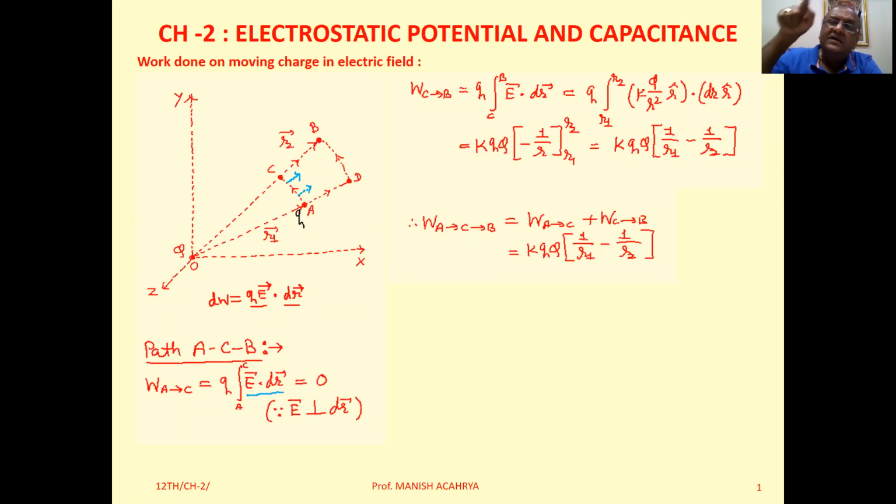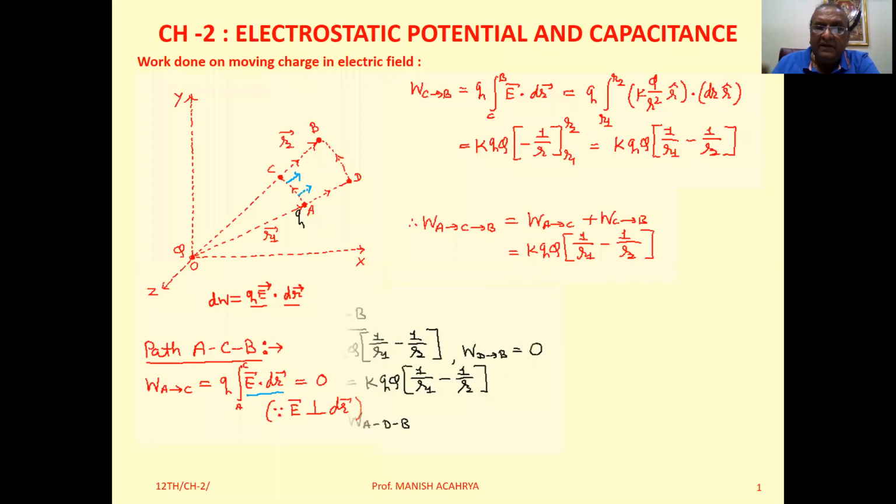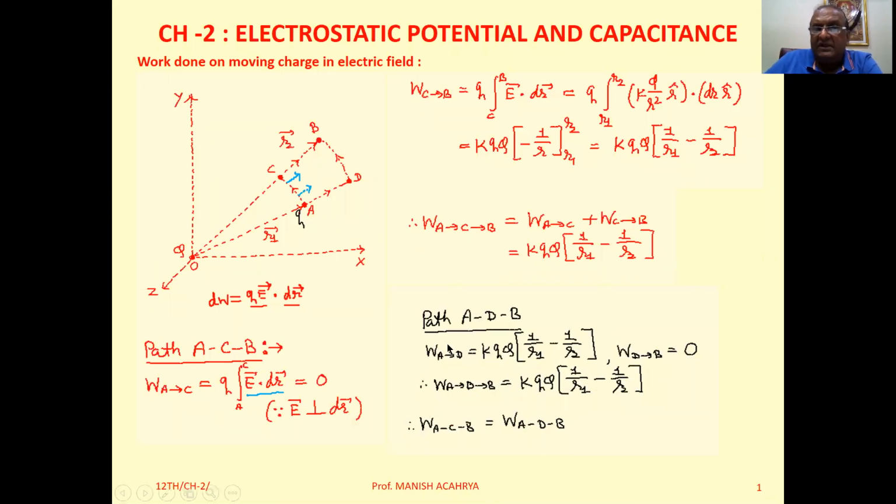Now let's calculate the work done to move charge small q on the path A, D, B. See, on the path A, D, B, when we move charge small q from A to D, point A is at a distance r1 and point D is at a distance r2, and path A to D is a straight line linear path.